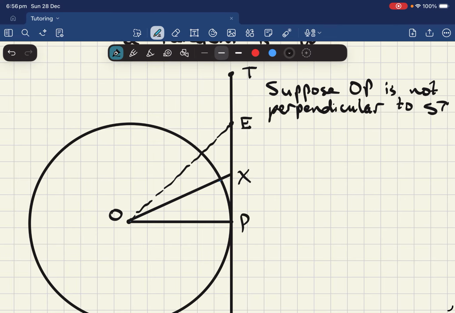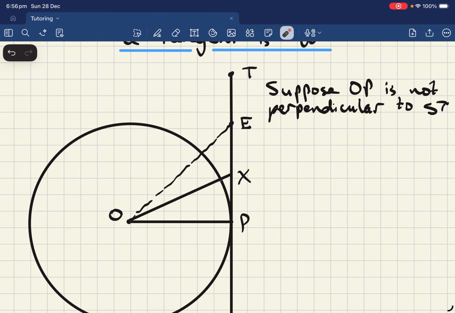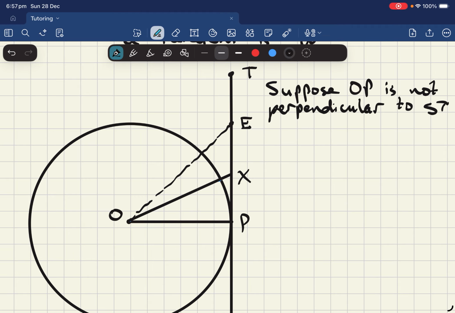So on ST, I've taken a point E. So I've drawn in a new point and I've drawn in our point X. Similar to the one from the previous video, I've drawn in this point X on there and I've drawn in another point E, and I've written this such that XE equals PX. So I've supposed that there are these other two points and I've constructed them in a way that XE is equal to XP. I've made these equidistant to each other. And I've joined OE with this dotted line.